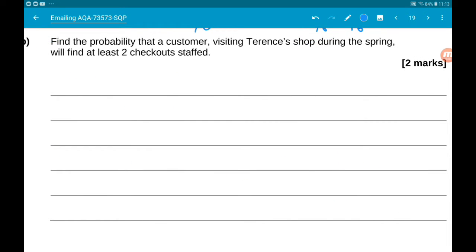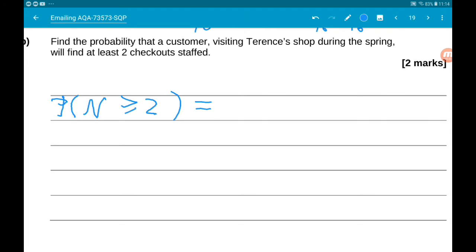Okay, then part B wants us to find the probability that a customer visiting Terence's shop during the spring will find at least 2 checkouts staffed. So that then is the probability that N is greater than or equal to 2. Now that means the only number of checkouts that we are not interested in being staffed is 1.